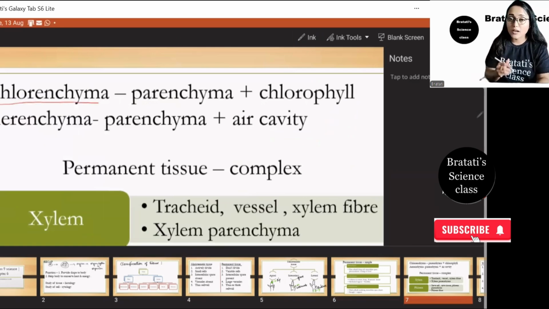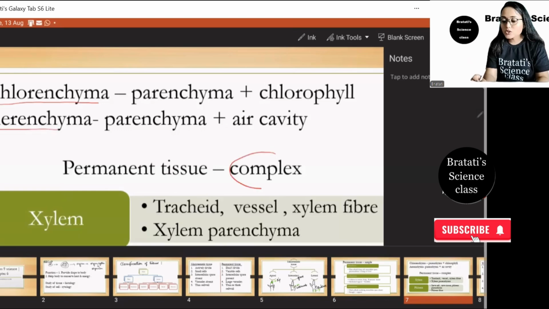Okay. Now the parenchyma, when chlorophyll is present, is called chlorenchyma. A one mark question may come: define chlorenchyma. So we can say the parenchyma tissues with chlorophyll present in them that helps them to photosynthesize is called chlorenchyma tissue. And aerenchyma tissues are those parenchymas with air cavities present in them. They are called aerenchyma.